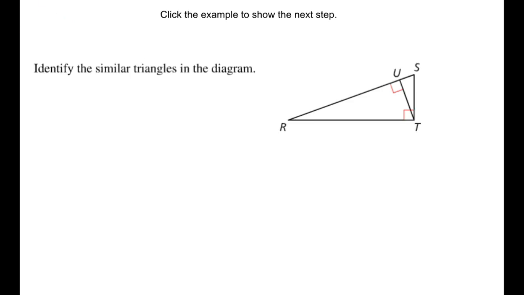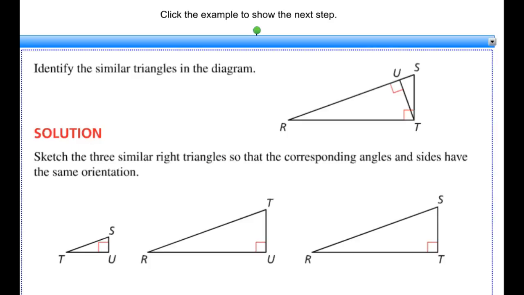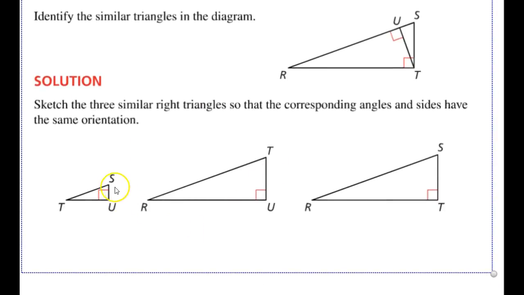So now let's look at this example. Let's identify the similar triangles in this diagram. The first thing I want to do is redraw my triangles so that they all are facing the same way. So I take this little one, and I'm going to do the shorter leg going up and down just to keep it nice and neat. I've got SUT, and I know this was my right angle, and I've got TUR, and STR, each with its right angle. I want to make sure my right angles are always in the same place.